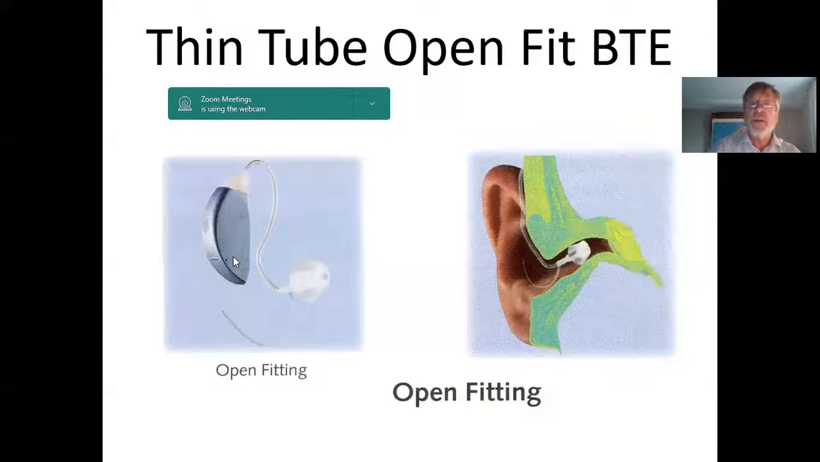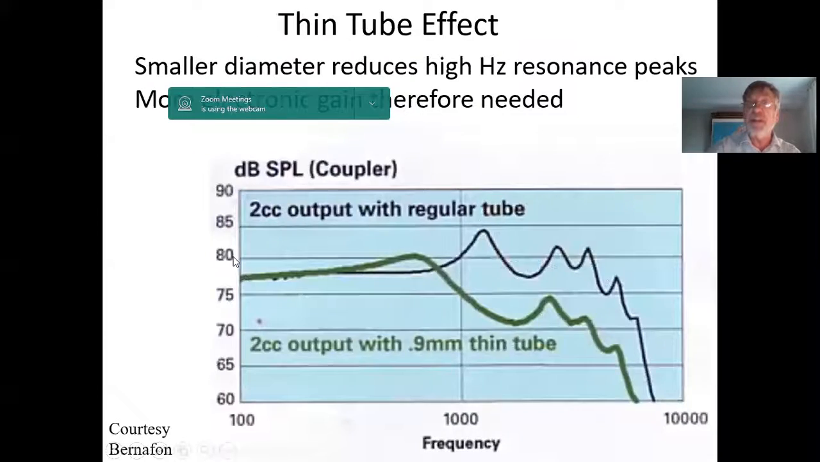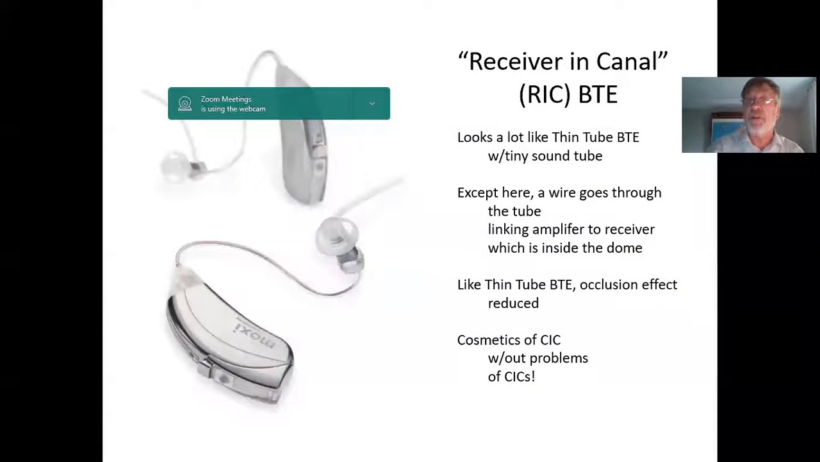Okay? Now that's the open fit BTE, but the thin tubes, you know, would cut off the highs. Here's a regular 2 millimeter number 13 tubing, okay? And here is the thin tube. Okay, the 2cc just means the coupler that they were measuring things in. Don't worry about that. Just know thin tubes would cut it off. And thin tubes are less than 1 millimeter in diameter. So the hearing aids have to counteract that by deliberately producing more treble amplification.